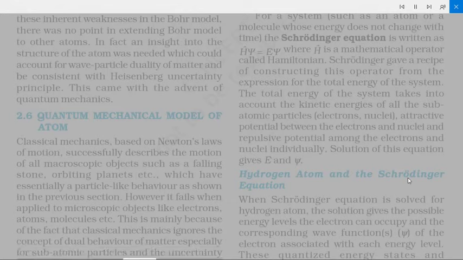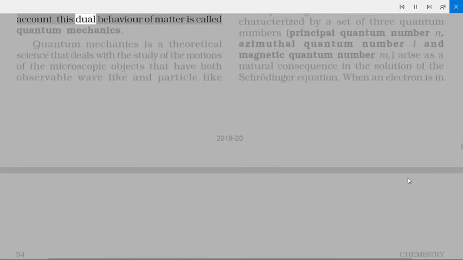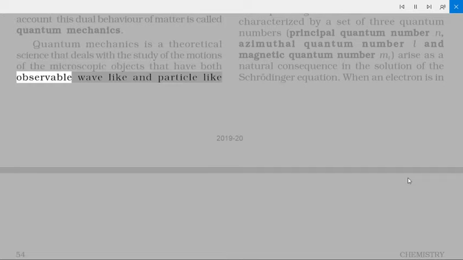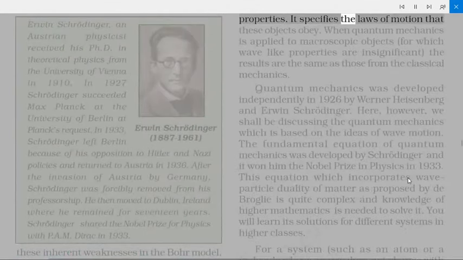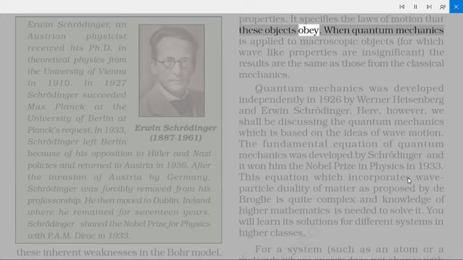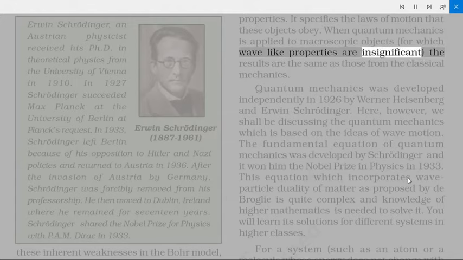The branch of science that takes into account this dual behavior of matter is called quantum mechanics. Quantum mechanics is a theoretical science that deals with the study of the motions of microscopic objects that have both observable wave-like and particle-like properties. It specifies the laws of motion that these objects obey. When quantum mechanics is applied to macroscopic objects, for which wave-like properties are insignificant, the results are the same as those from classical mechanics.